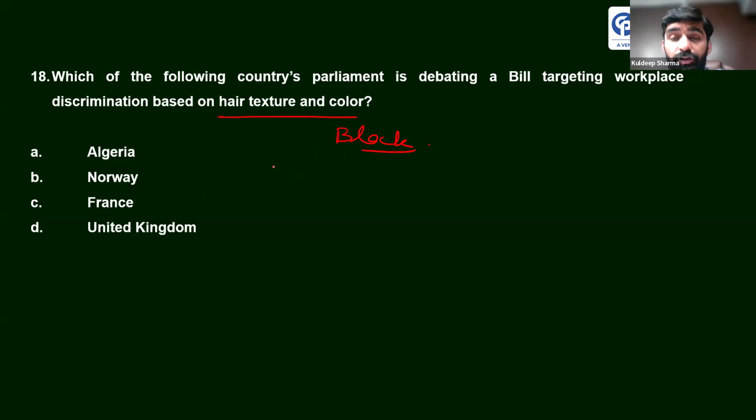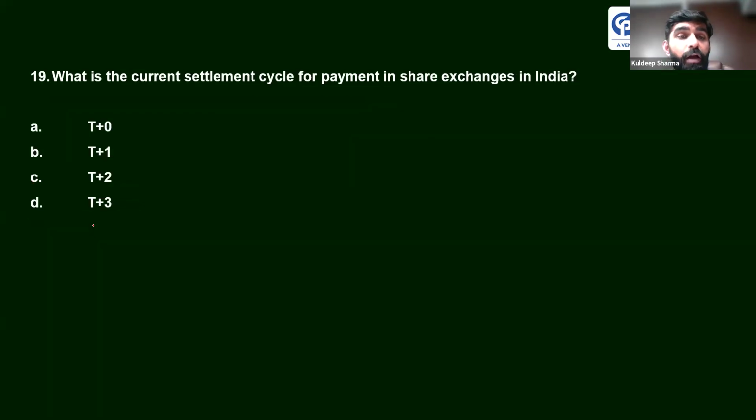So you have to tell me which of the following countries' parliament is debating such a bill. Is it Algeria? Is it Norway? Is it France? Or is it UK? So the answer here is C, France. It is the Parliament of France which is right now debating a bill targeting workplace discrimination on hair texture. Next question.